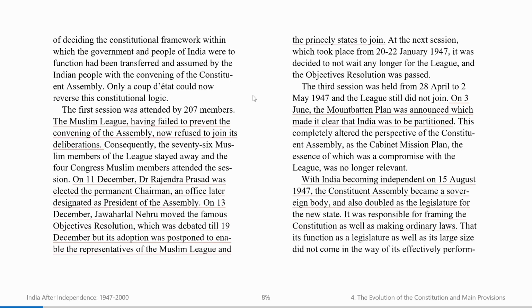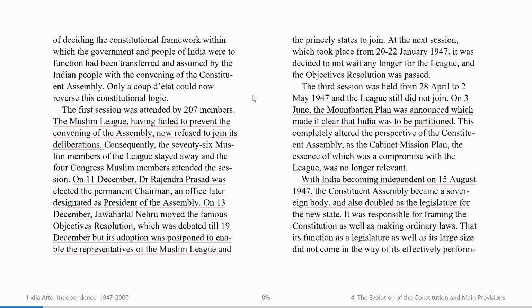Then we have Jawaharlal Nehru, right, who was the major leader. He was the head of the Union Powers Committee, the Union Constitution Committee, and the States Committee, right? And he also moved the Objectives Resolution, which was debated from 13th to 19th December, right? Its adoption was postponed to enable the representatives of the Muslim League and princely states to join. But in the next session, it was basically passed, that is from 20th to 22nd January 1947. The third session was held from 28th April to 2nd May, and the League did not join it.